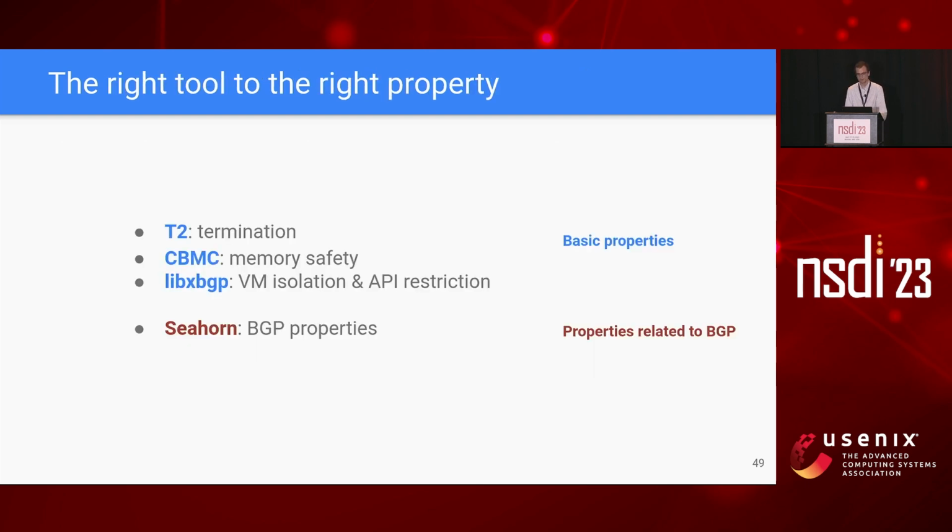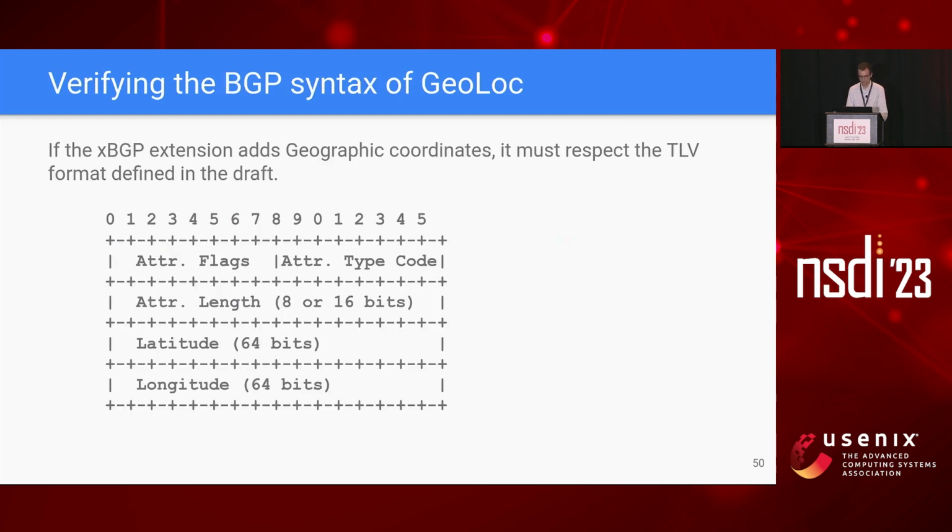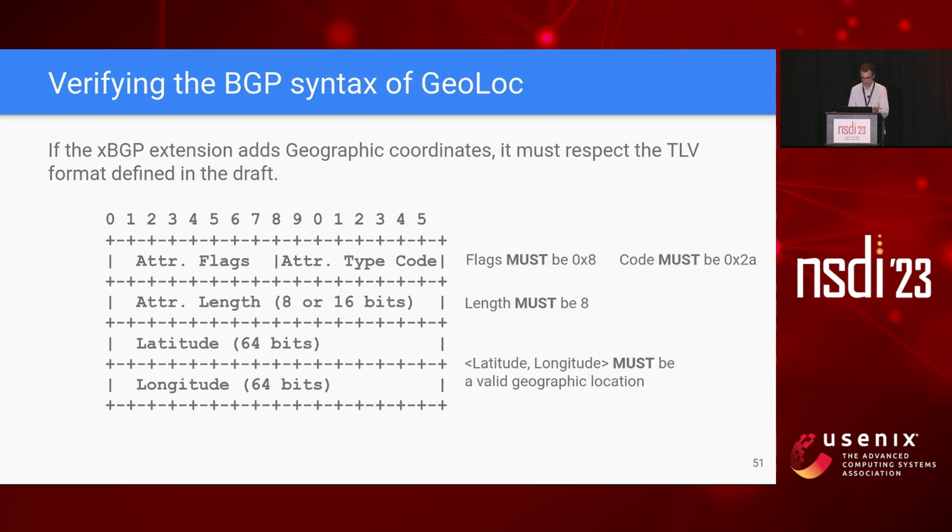So there are basic properties such as termination, memory safety, virtual machine isolation, IP restriction, and also the most important one, the properties related to BGP itself. And I will take an example with my GeoLoc extension. It is defined in the draft, and the draft stipulates that it must respect the TLV, so that all routers speak the same language. And here you have a small header for this extension, and you need to annotate your program to respect those values. For example, the flags will be 8, the type code 2A, and so on.